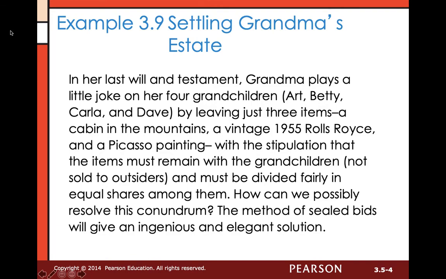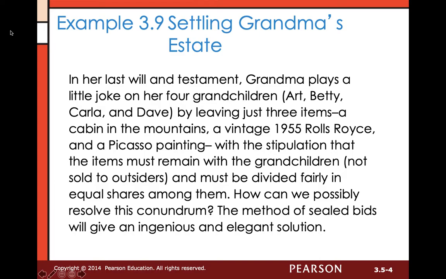Suppose that we're looking to settle Grandma's estate. In her last will and testament, Grandma played a little joke on her four grandchildren, conveniently named Art, Betty, Carla, and Dave, by leaving just three items: a cabin in the mountains, a vintage 1955 Rolls Royce, and a Picasso painting, with the stipulation that the items must remain with the grandchildren, not sold to any outsiders, and they must be fairly divided into equal shares among them. How can we possibly resolve this? If you think about it, three items, four people, someone's getting left out.